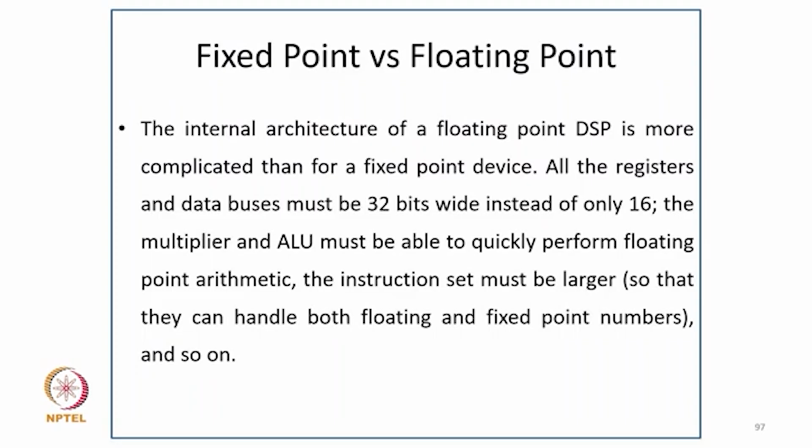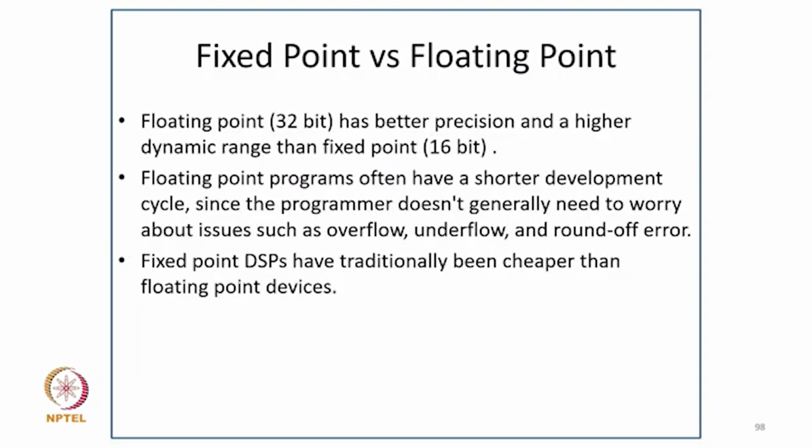All the registers and data buses must be 32 bits wide instead of only 16 bits. The multiplier and arithmetic logic unit must be able to quickly perform floating point arithmetic, and the instruction set must be larger so that it can handle both floating point and fixed point numbers. Floating point 32-bit has better precision and a higher dynamic range than fixed point 16-bit, and floating point programs often have a shorter development cycle since the programmer does not generally need to worry about issues such as overflow, underflow and round-off error. Fixed point DSPs have traditionally been cheaper than floating point devices.